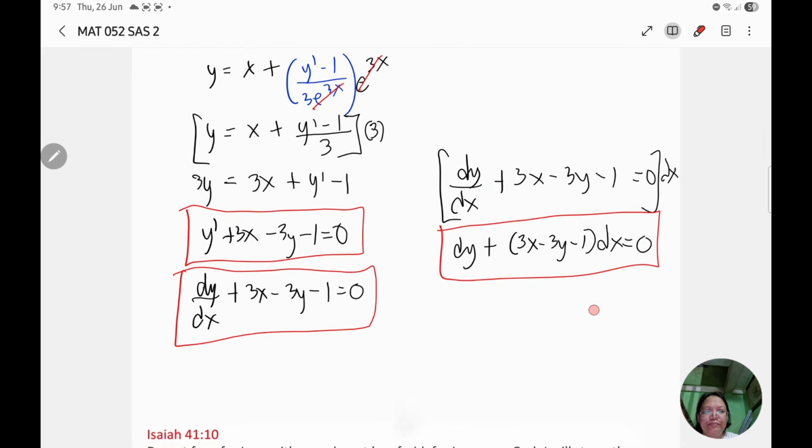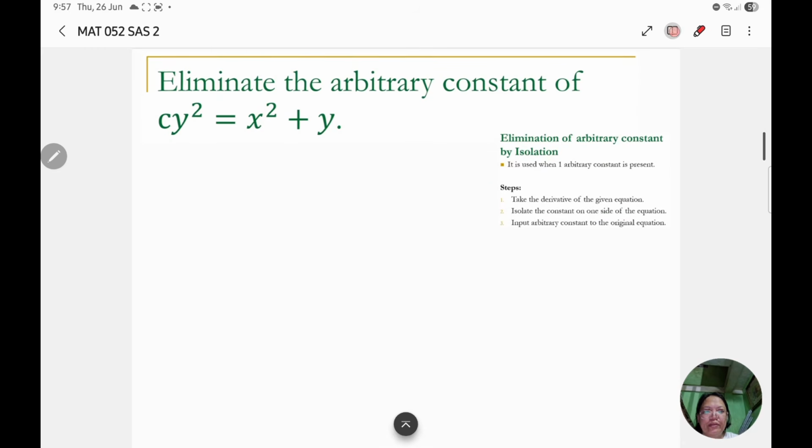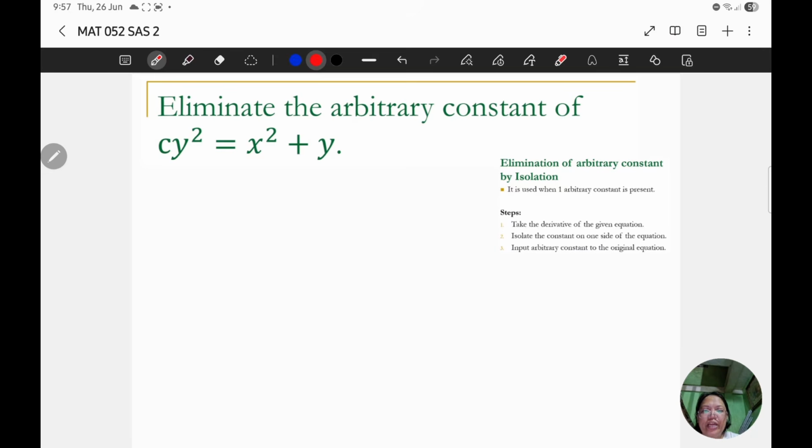Another example. Eliminate the arbitrary constant of c times y to the power of 2 equals x squared plus y. There is one arbitrary constant, so we will use the elimination by isolation. So the first step is to derive the equation. So what is the derivative of cy squared? The derivative is 2cy y prime, right? And the derivative of x squared is 2x. And the derivative of y is y prime.